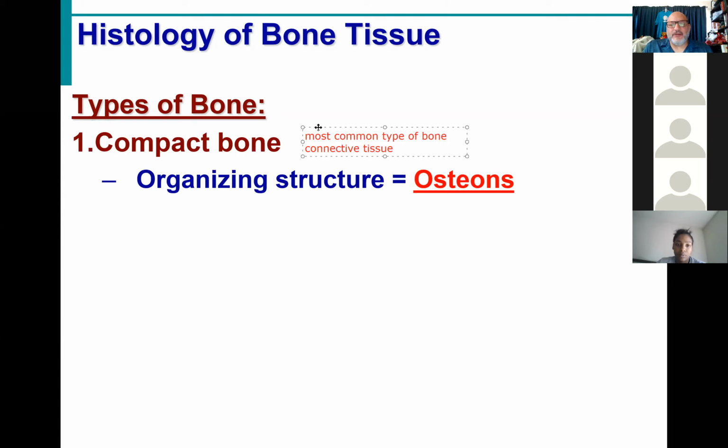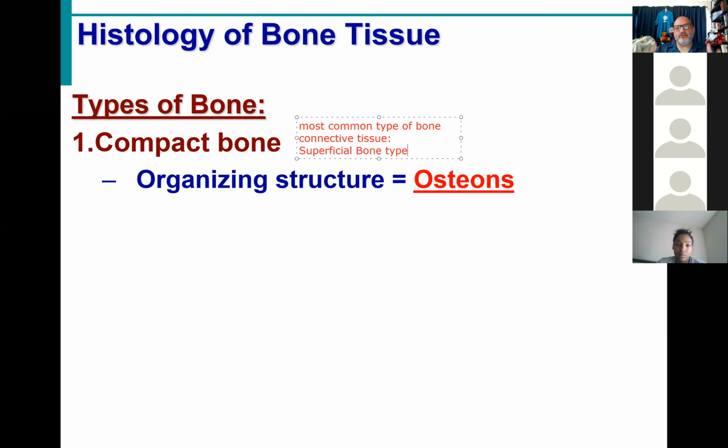Making up something like 80% of the skeleton. It is also the superficial bone type. So when you, again, assuming we were in the classroom, if we were to pull the skeleton out and look at good old Bob there, you would see that all of the bone that you saw would be compact bone.